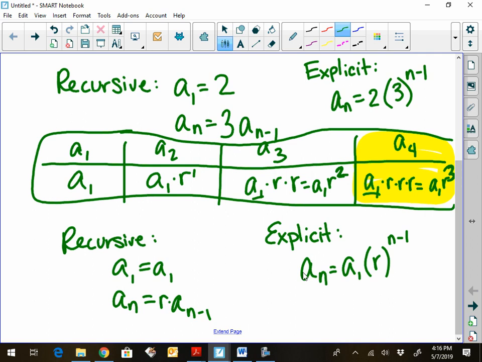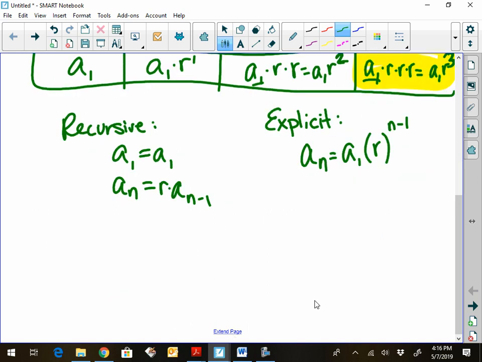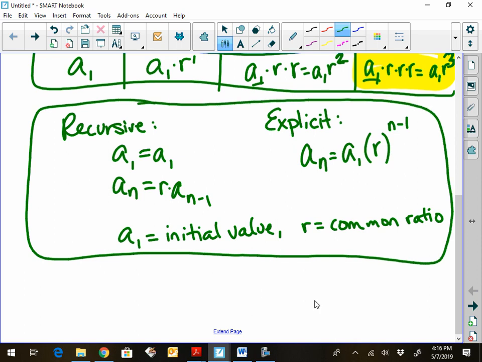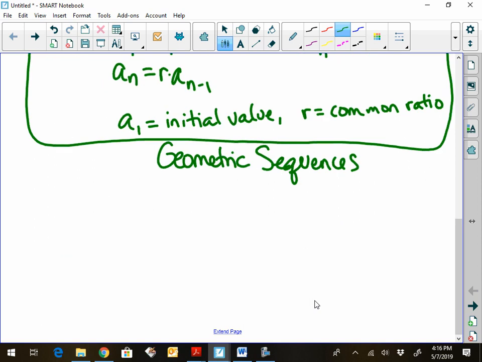So let's try another one. Here's our explicit and our recursive for geometric. And we have a sub 1 is our initial value still. And our r is our common ratio. So we have these two ways of writing our geometric sequences. All right, so let's try another one.